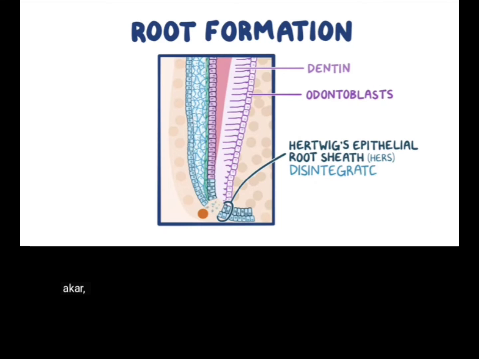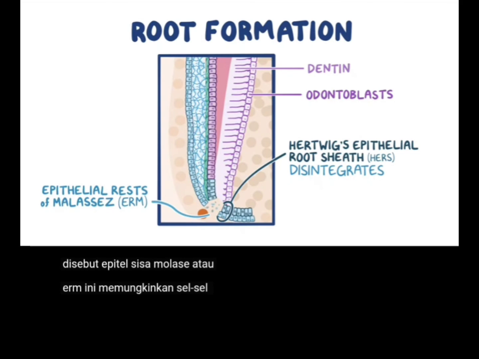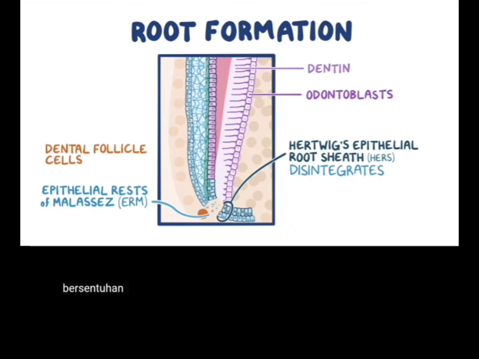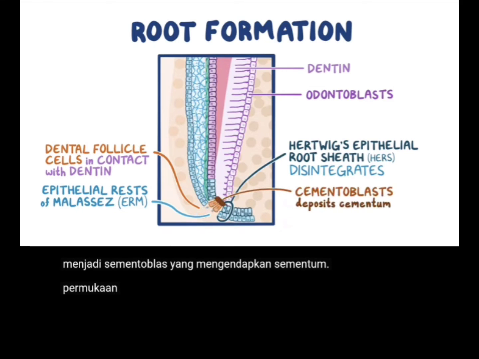The disintegration of HERS results in the formation of an epithelial network called epithelial rests of Malassez, or ERM. This allows the cells of the dental follicle to come in contact with root dentin and differentiate into cementoblasts that deposit cementum on the root surface.